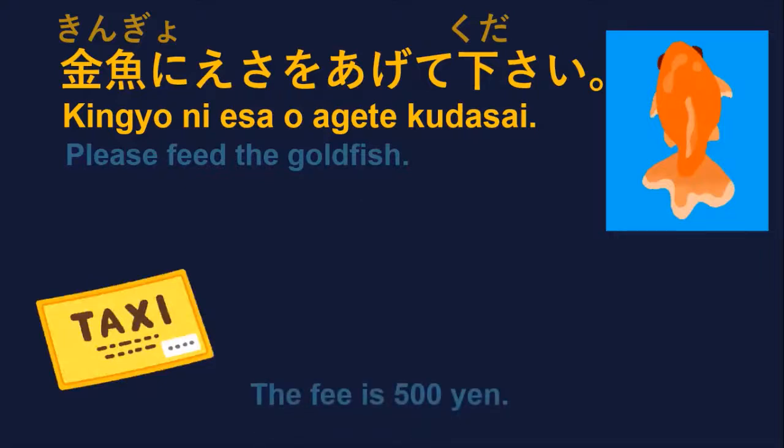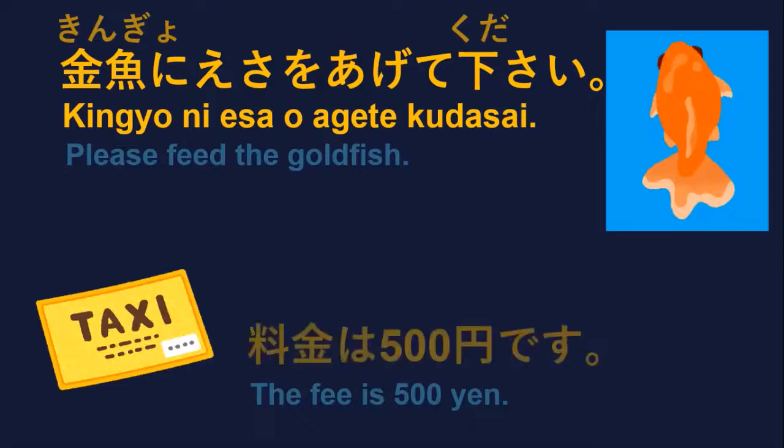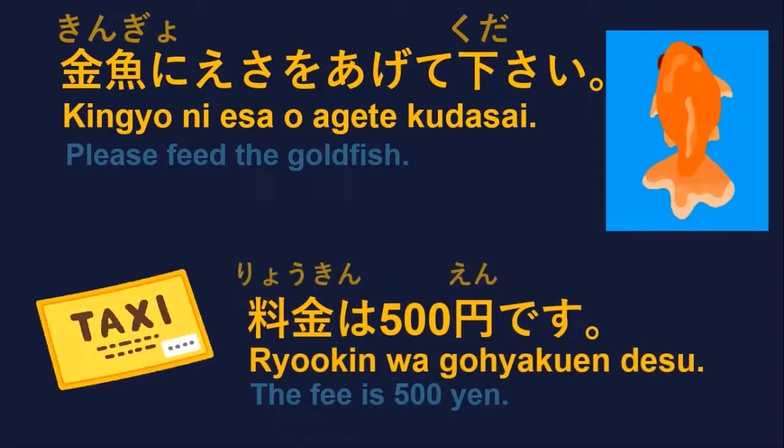And this is taxi. So the fee is 500 yen. And that's so cheap. So this is how we say. 料金は500円です。 So 料金, this is the fee. The fee is 500 yen. This is how we write yen. So it's not Y-E-N, yen. It is 円. 500円です。 I think we are at the end of this.